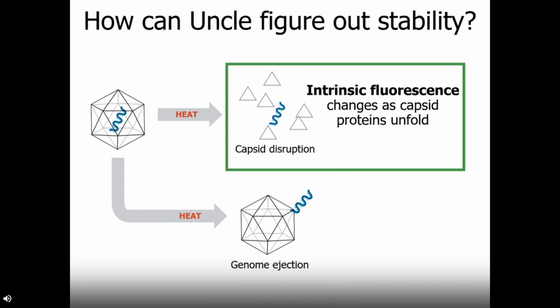All right, so to check out capsid stability, Uncle will make use of the intrinsic fluorescence of the AAV capsid proteins. Uncle's going to excite those capsid proteins with its 266 nanometer laser, and the tryptophan and tyrosine residues of those proteins will then fluoresce. When those proteins unfold, that fluorescence changes in a few characteristic ways and lets us know unfolding has occurred.